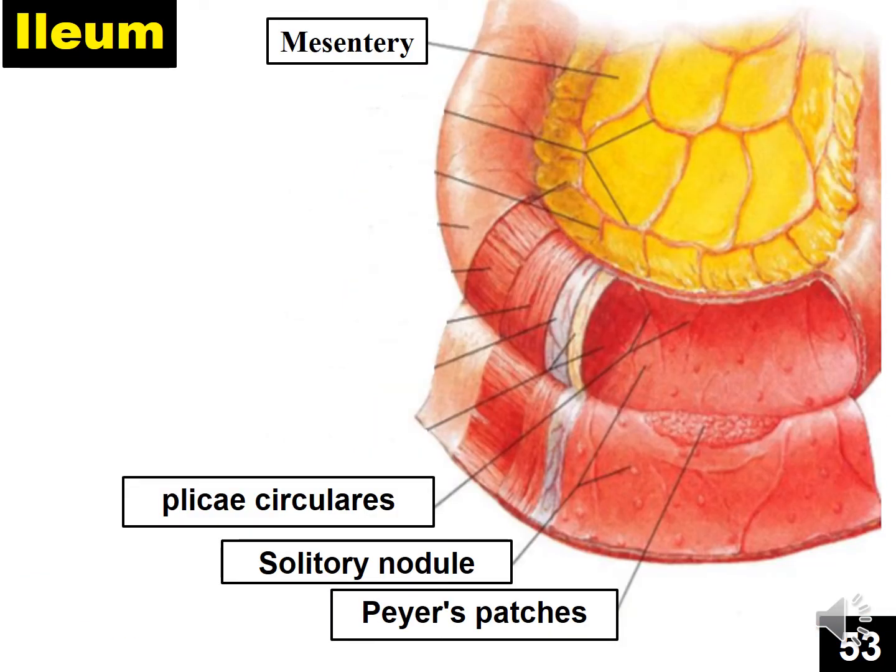Here this is the ileum. Whereas in the ileum, the fat is distributed all the way from the root to the intestinal border. Then you can see the plica circularis, they are very far from each other, they are not high like in the jejunum. Then you can see the solitary nodule.